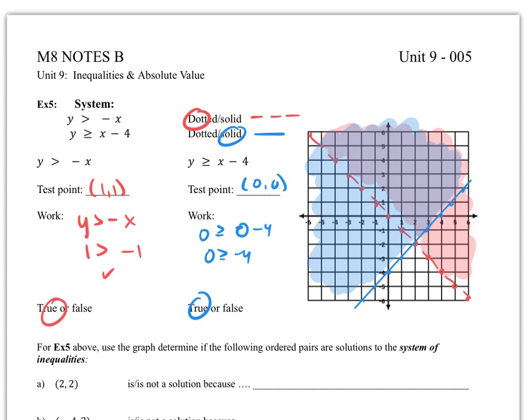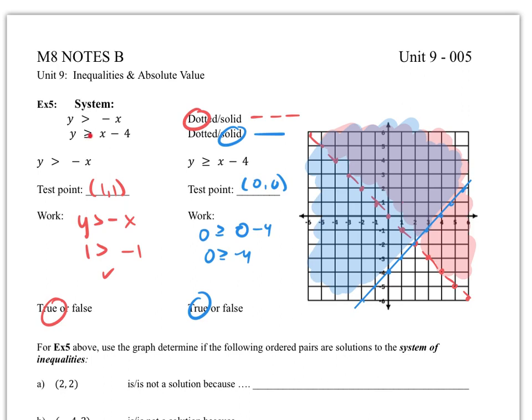So for my first graph, it is going to be a dotted line because it's greater than. It has a y-intercept of 0, so it started at the origin, and we went down 1, right 1 for a decreasing slope. Now since the origin wasn't available because the line goes through it, I chose 1, 1 as my test point, which meant I replaced y and x both with 1. I got 1 is greater than -1, which is true, so I shaded on the side with 1, 1.